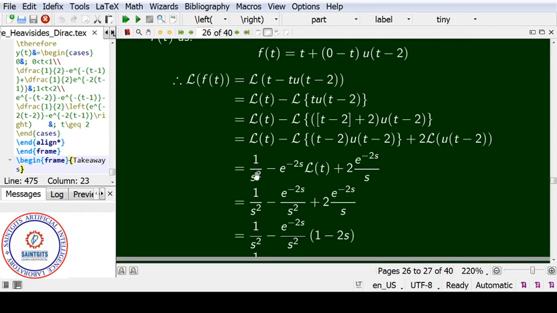L of t is equal to 1 by s square, minus L of t minus 2 into u of t minus 2. You can think like this: the effect of u of t minus 2 is e raised to minus 2s.